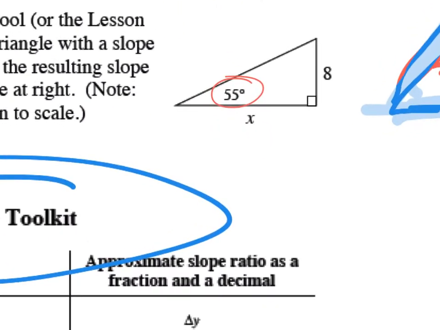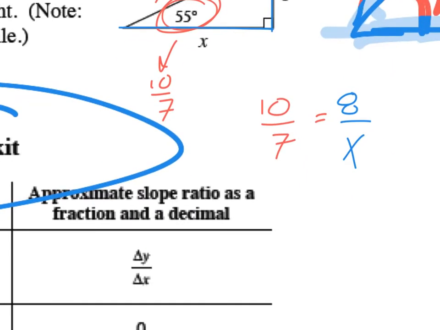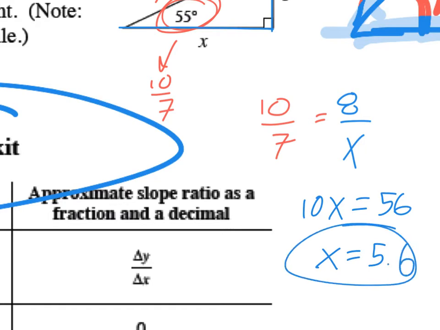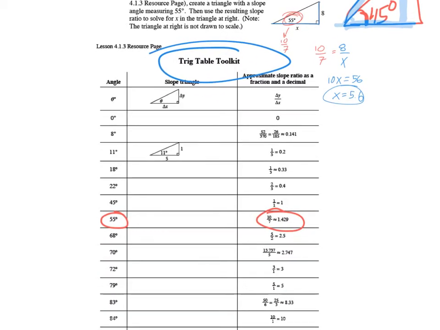And so the way that we would solve for x now is we know that this 55-degree angle has a slope ratio of 10 over 7, and we can use that to set up a proportion with the sides that I have in this triangle. The sides in this triangle, I have the change in y, 8, over the change in x, which I don't know. So I can write that as 8 over x, and now I cross multiply to make 10x equals 56. And when I solve for x, I divide both sides by 10, and I get x equals 5.6.